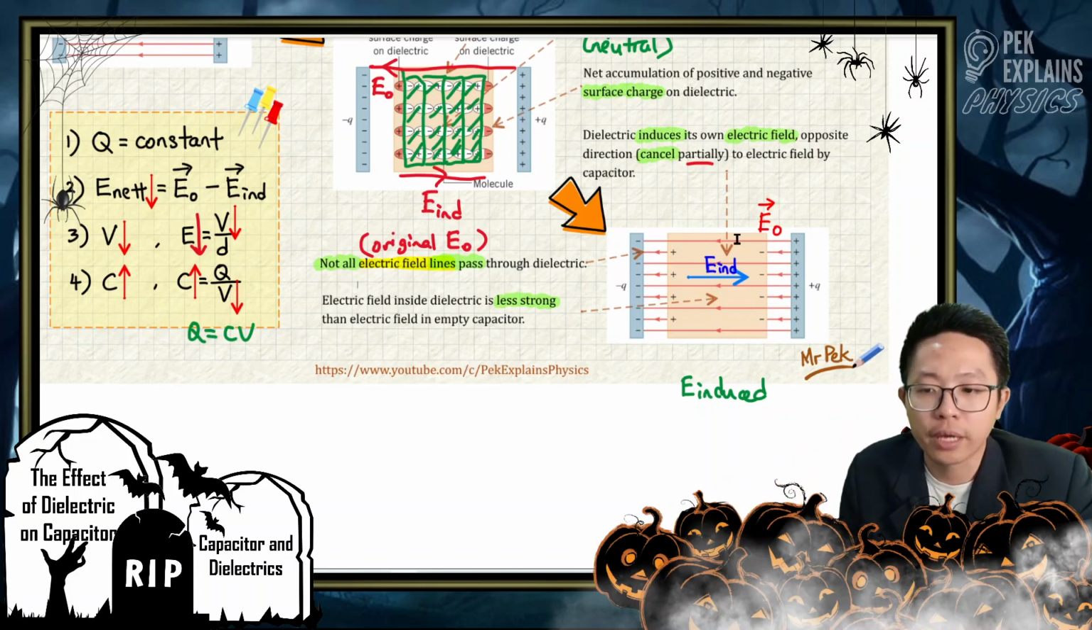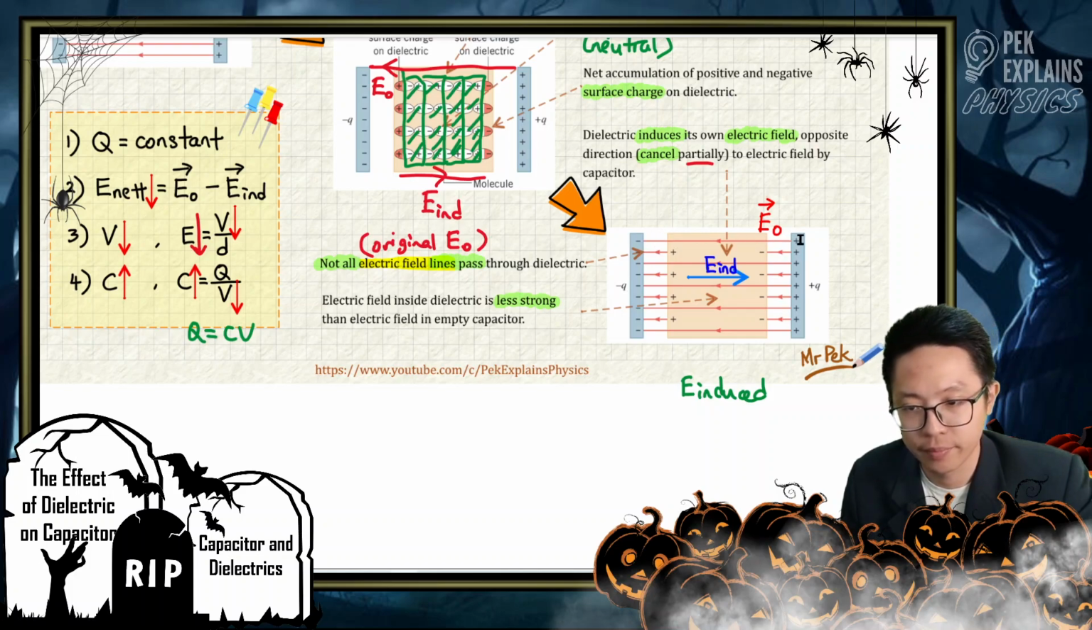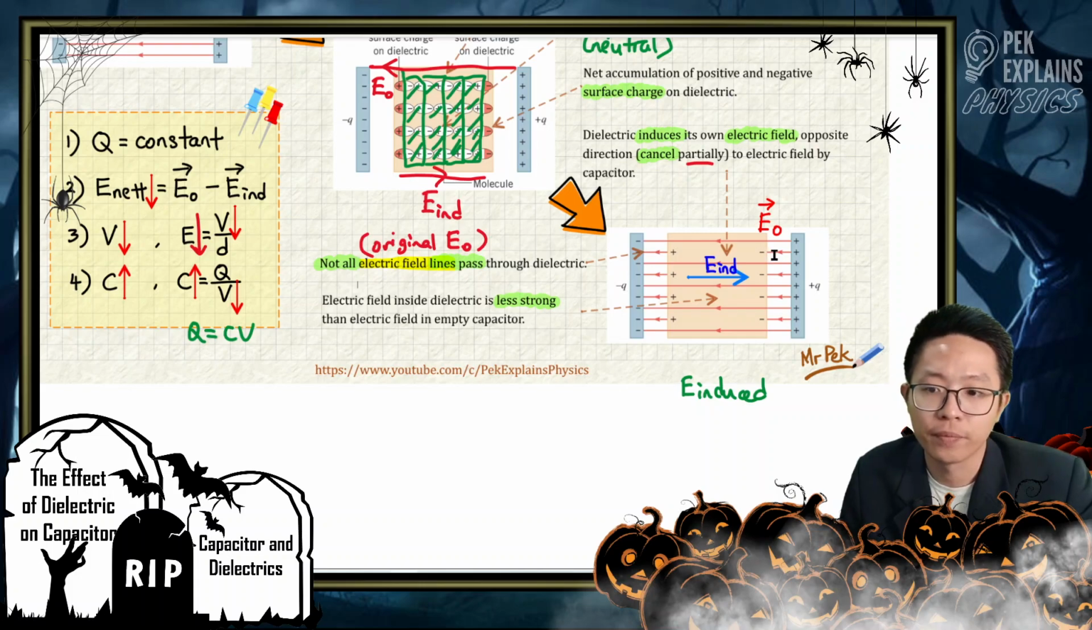So let's look at the first line. There's no surface charge, so the first line can pass through the dielectric safely, because the charge density on the dielectric is lower. But look at the second line. The electric field line comes from the positive plate, but it ends at the negative surface charge here. So this line doesn't pass through the dielectric.